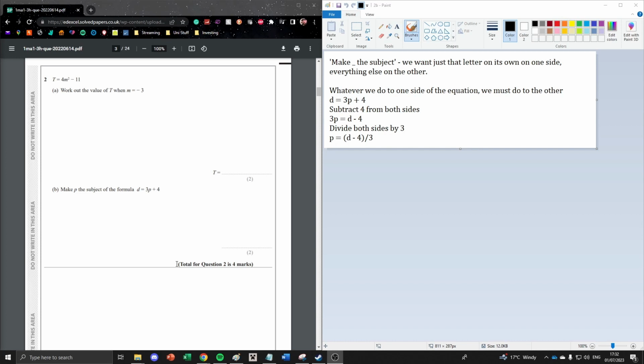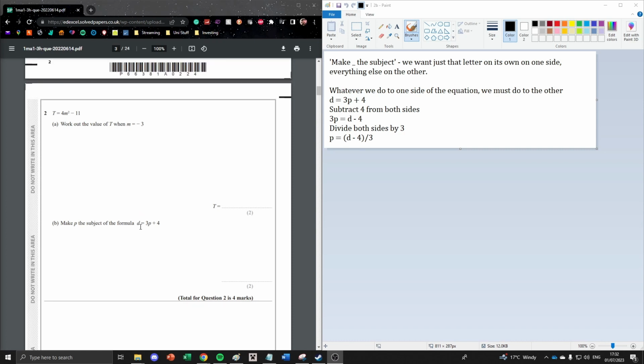Question 2b is about changing the subject of an expression. So when we say the subject of an expression, we mean any variable that is given basically on its own, equal to some expression of another variable or other variables. So in this case, initially we have d as the subject because we just have d on its own on the left hand side equal to 3p plus 4. And our objective is to make p the subject. So we want p on its own, no coefficient, no adding or subtracting anything.